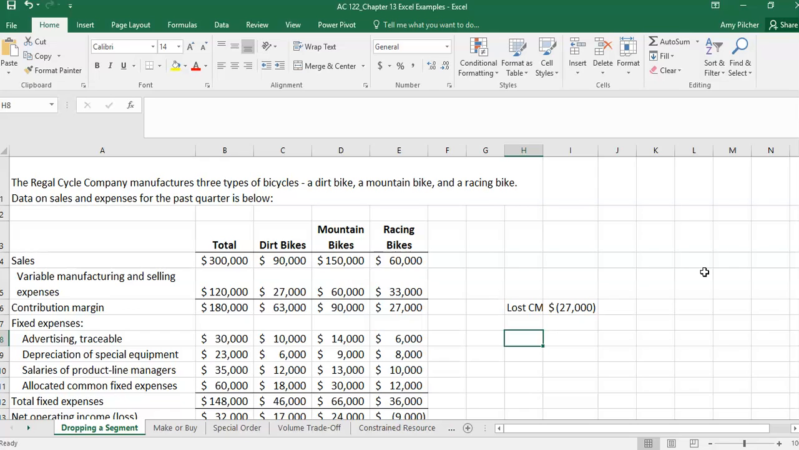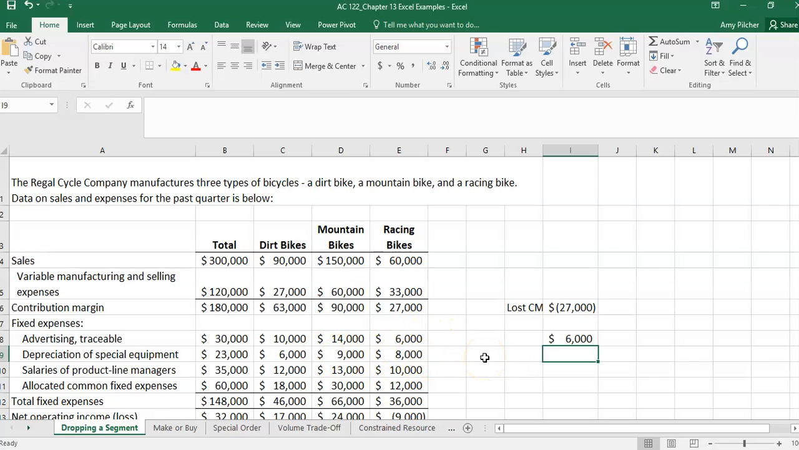So we want to focus on the costs we can avoid or get rid of by getting rid of the division. So those costs include anything that says it's traceable. So this traceable advertising cost is an avoidable fixed cost. So we would save $6,000 in advertising if we closed the racing bikes division.